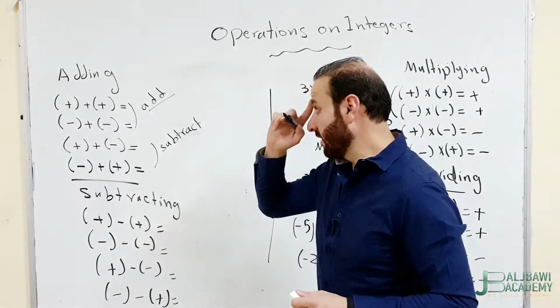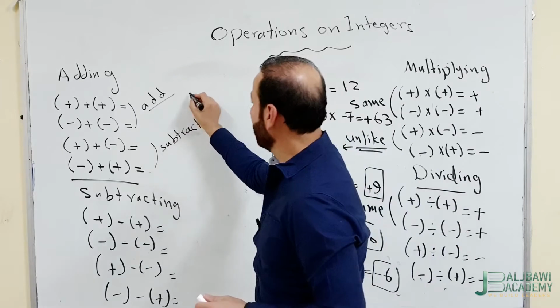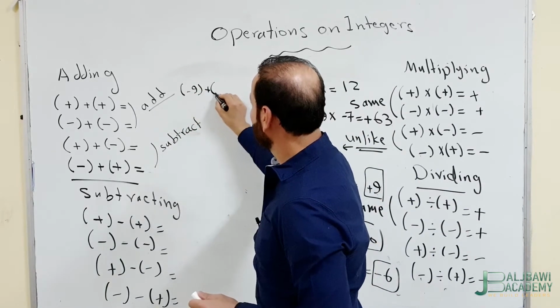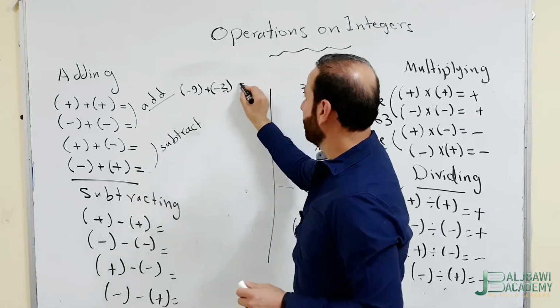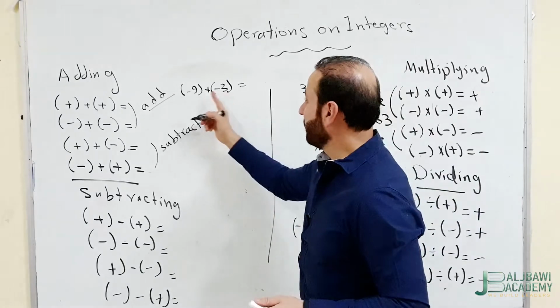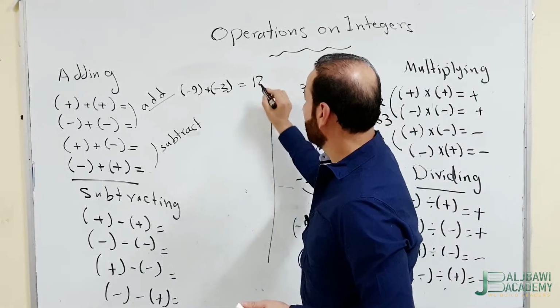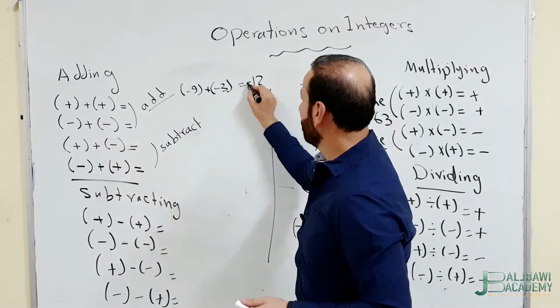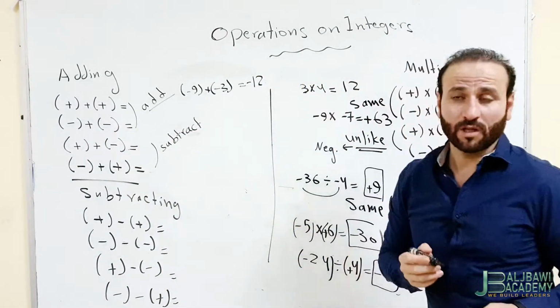For example, let me start with this. If I say negative 9 plus negative 3, now they have the same sign, so I add 9 plus 3 equals 12. Now we copy the sign, which is negative, so the answer is negative 12.